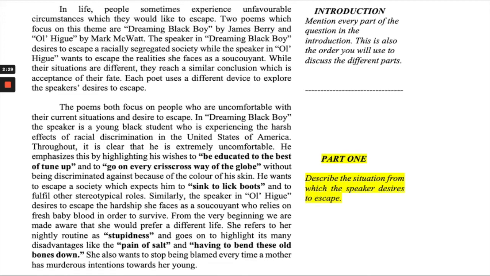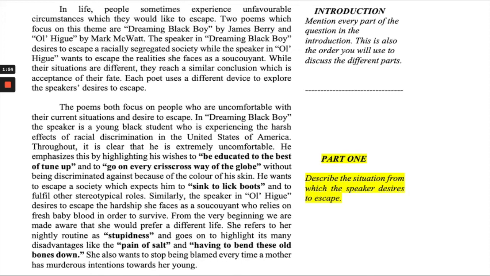He emphasizes this by highlighting his wishes to be educated to the best of tune-up and to go on every crisscross way of the globe without being discriminated against because of the color of his skin. He wants to escape a society which expects him to sing, to lick boots and to fulfill other stereotypical roles. Similarly, the speaker in Old Higue desires to escape the hardship she faces as a soucouyant who relies on fresh baby blood in order to survive.